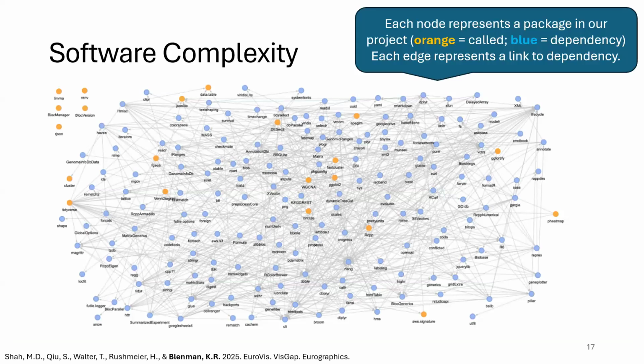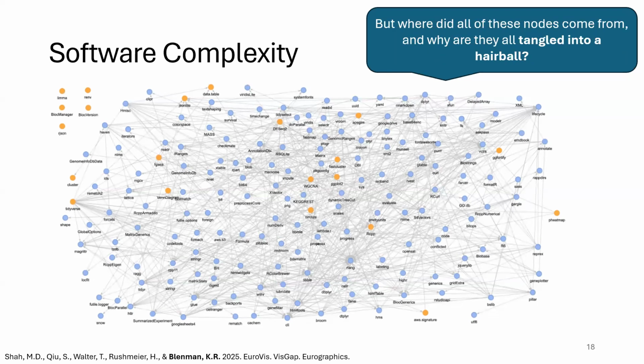So this is it. Each node represents a package in our project. Orange are the packages that we call. Blue are the dependencies of those packages. Each edge represents a link to a dependency. So in essence, we called 19 packages, which are labeled in orange, but over 100 packages labeled in blue were brought in in addition to the 19 packages that we call.